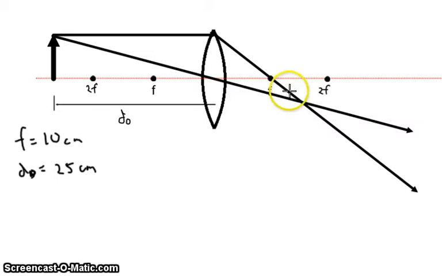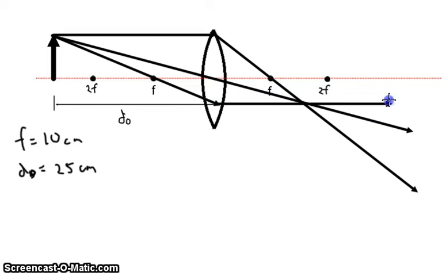Our third ray, well, we've actually got enough information at this point to be able to draw in an image, but it's nice to have a third ray just to verify that. Our third ray is going to come from the point in question, go through the first focal point, and then it's going to come out parallel to the optical axis. And so we've got a nice intersection point here with all three of our rays, and that's where our image is going to be formed.